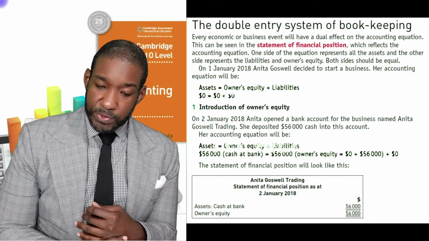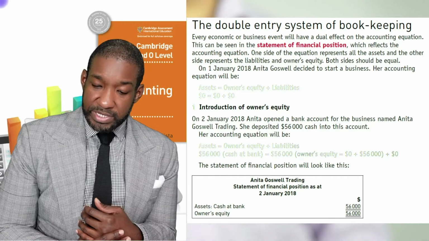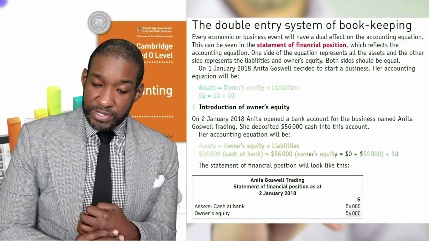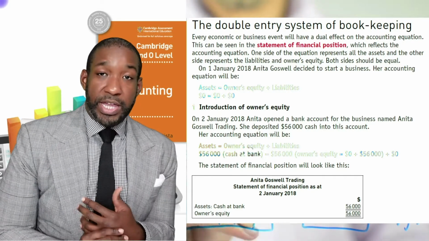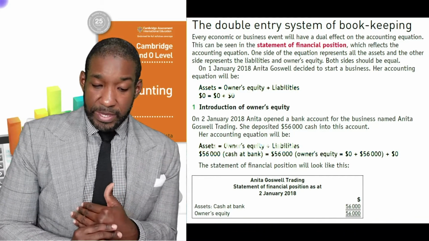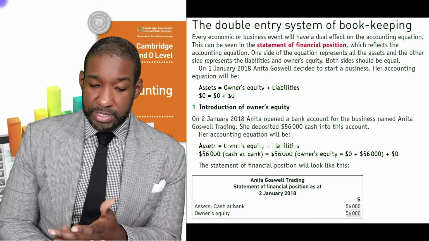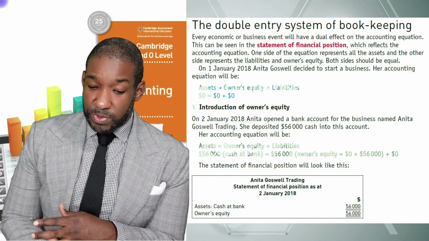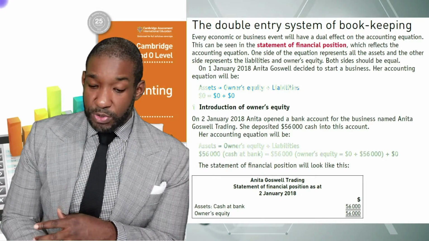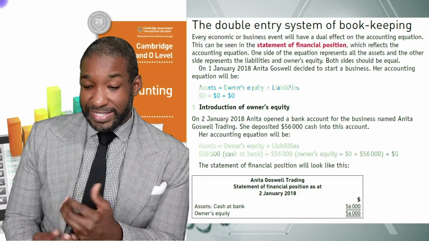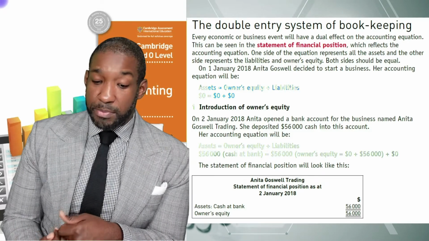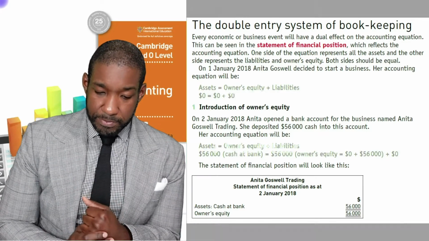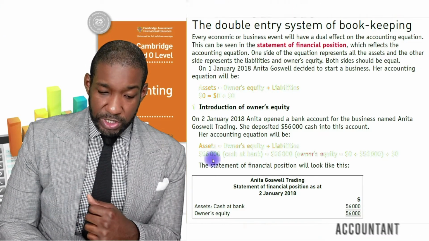On the 2nd of January 2018, Anita opened a bank account for the business named Anita Goswell Trading. She deposited $56,000 cash into this account. Her accounting equation will be assets equals owner's equity plus liabilities. Assets, $56,000, cash at bank, equals $56,000 owner's equity, which started at 0 and is now raised to $56,000, plus $0 in liabilities as she owes no creditors or debtors. So the statement of financial position will look like this.